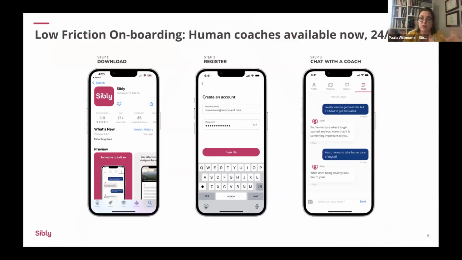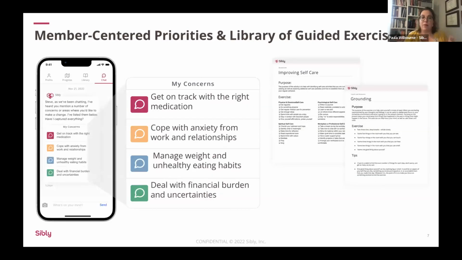So what does this look like to a member? Very quickly, members download an app. They go through a 3-step registration process. And once they've done that, within 15 seconds, they can be chatting with the coach. So it's on-demand, responsive, human, in real time. Behind the scenes, part of what happens is we use motivational interviewing to identify concerns, set priorities, make goals, and then deliver personalized content in the form of coach-guided exercises that are relevant to the concerns that each member surfaces in their conversations and the goals they set.